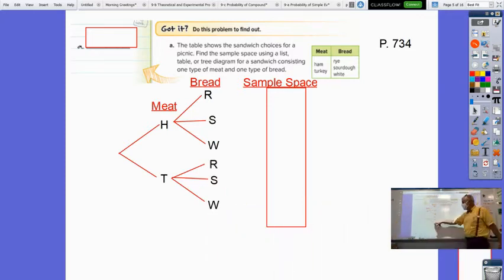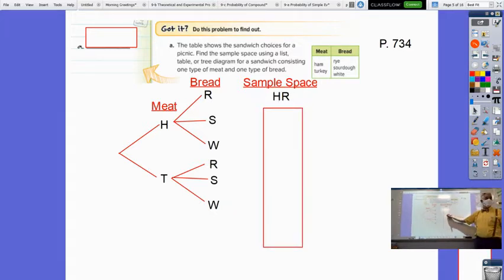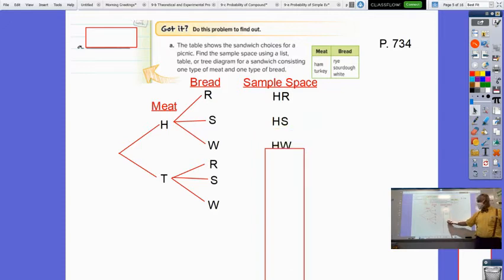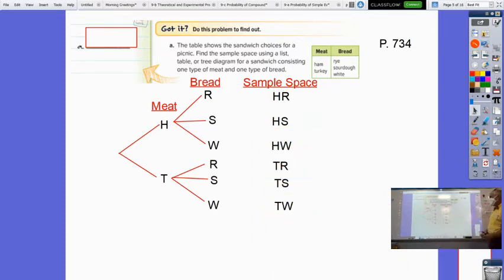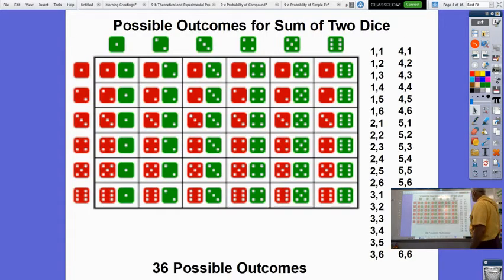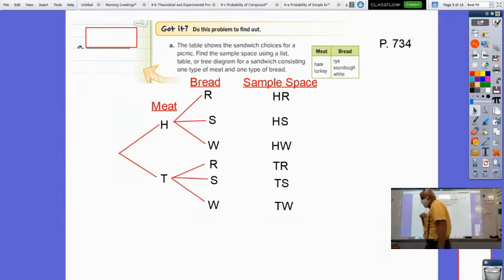Rye, sourdough, or white with a turkey. So what's written under here for sample space? HR, HS, HW, TR, TS, TW, right? These are the 6 possible sandwiches. That's the sample space. The 6 possible sandwiches. Okay.